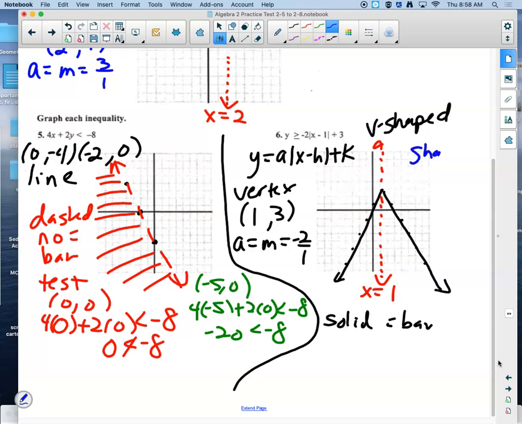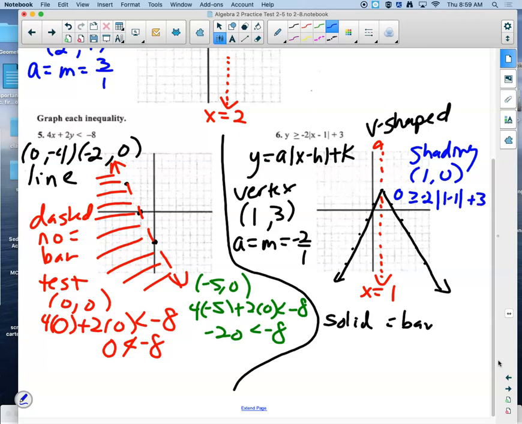So, shading part. Can we test 0, 0? Not this time. See how our V goes right through there? Well, how about 1, 0? Could we test that one? Let's do that. 1, 0 is a nice little number there. 1 and 0. So we will have 0 is greater than or equal to negative 2 times the absolute value of 1 minus 1 plus 3.